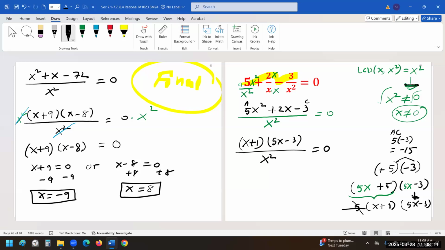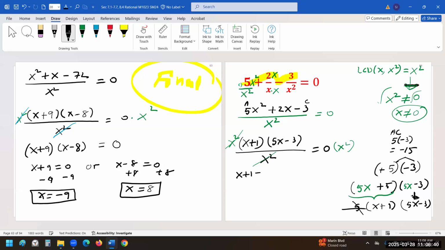Can you cancel anything from the numerator and denominator? No. That means we don't want the denominator. How do you get rid of the denominator? Multiply. Because x squared is already on the denominator, we want x squared on the numerator, because only then we can cancel. If one is in the numerator and one is in the denominator, then it's cancelable.